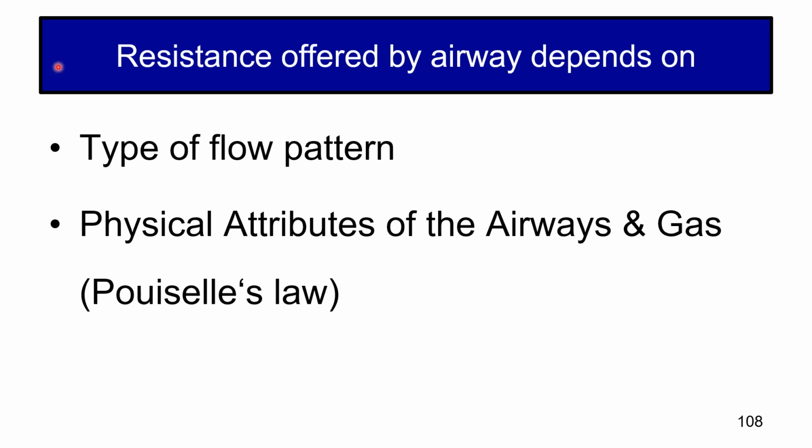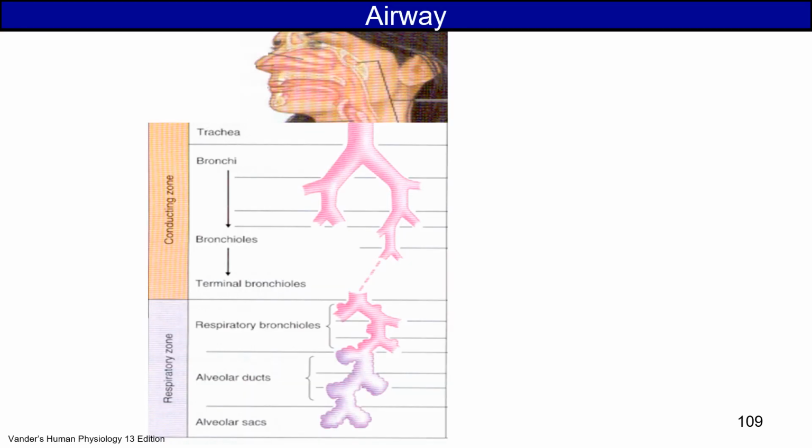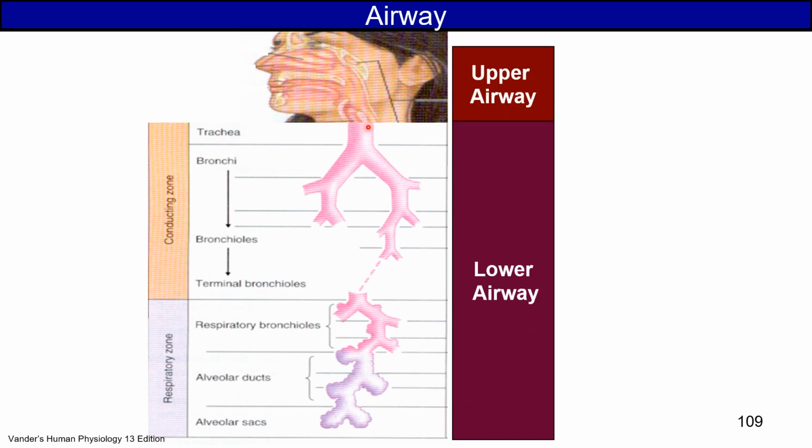The resistance offered by the airway depends on two factors. One, the type of flow pattern, and two, the physical attributes of the airways and the gas, which is governed by Poiseuille's law. The airway is divided by the larynx into your upper airway and your lower airway. The lower airway is actually just the trachea undergoing 23 dichotomous branchings, ending up with millions of your alveoli.